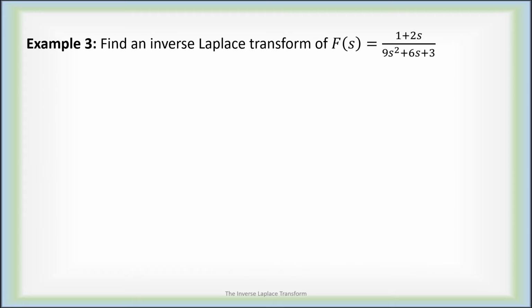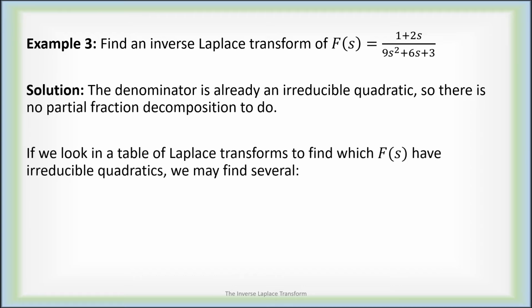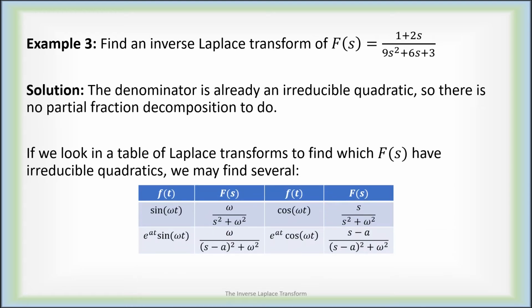As our third and final example, find an inverse Laplace transform of 1 plus 2s over 9s squared plus 6s plus 3. The denominator is actually already an irreducible quadratic. It has no real roots, so there's no partial fraction decomposition that we can reasonably accomplish here. Now, if we look in a table of Laplace transforms to find which capital F of s have irreducible quadratics in the denominator, there are actually a few. So, the Laplace transform of sine, cosine, e to the at times a sine, or e to the at times a cosine, all have irreducible quadratics down in the denominator. We need to know which one we're dealing with.